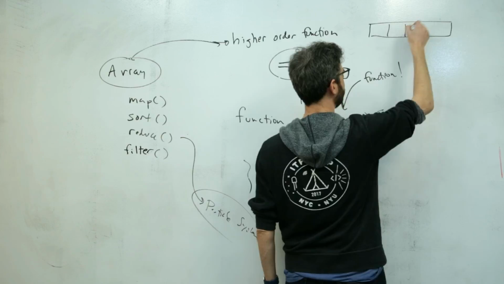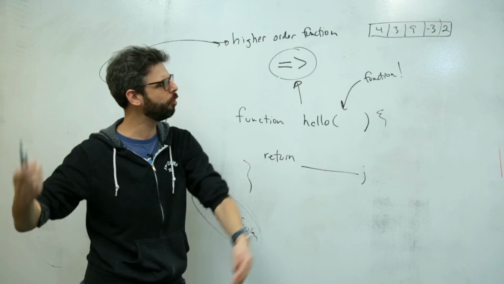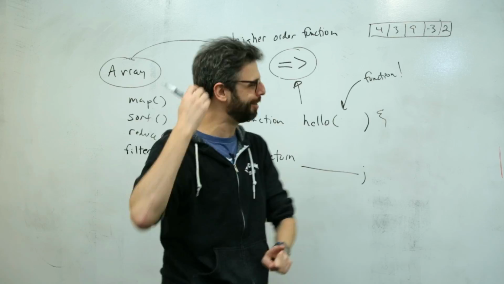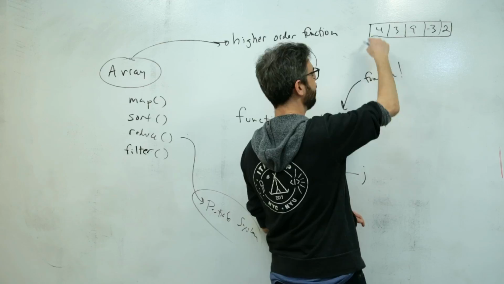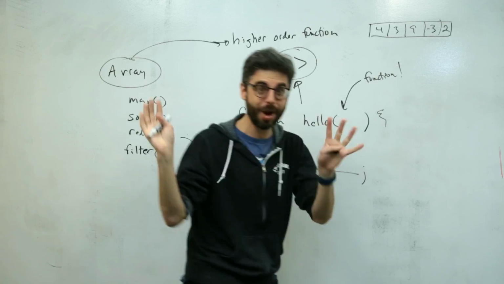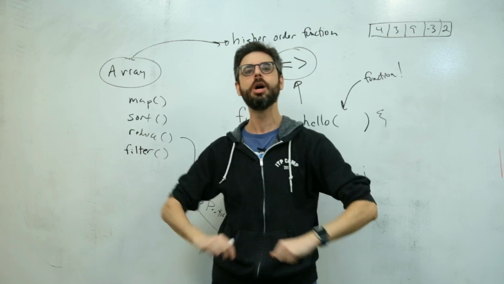And I can iterate with a for loop. Like, how would I calculate the sum of everything in this array? I would have a for loop, and I'd start with this variable sum equals zero, and then I add the first element, then the second element, the third element. So what I'm saying is that these higher order functions, these array functions, allow you to manipulate the array as a whole all in one fell swoop.